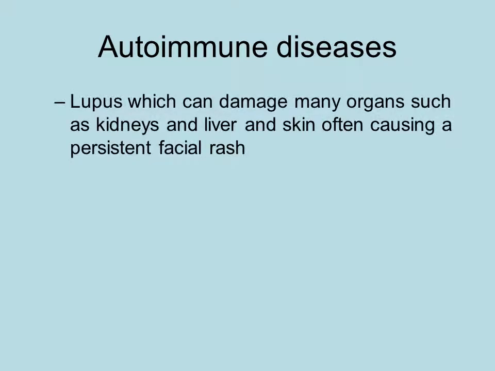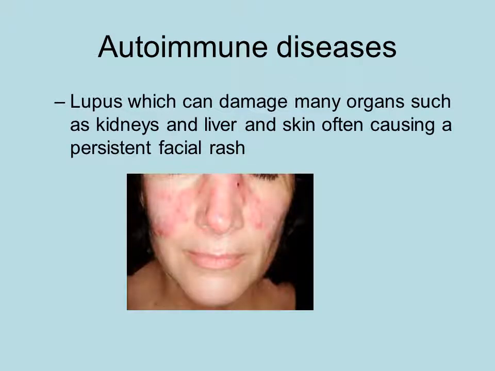Lupus is another autoimmune disease, very, very similar in fact to rheumatoid arthritis, and in fact treated quite often in a very similar way with very similar drugs. But its effects are much more serious in that it affects the organs, the kidneys and the liver, and quite often it's noticeable that a person who suffers with lupus has a persistent facial rash.